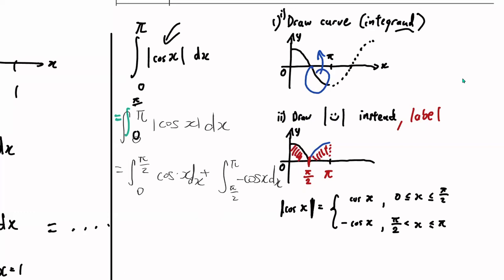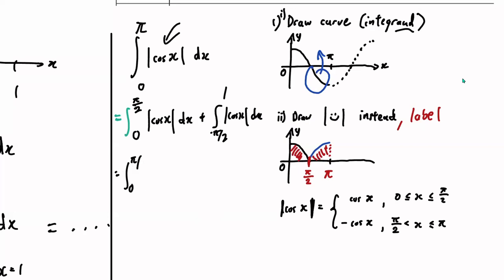The integral from 0 to pi over 2 of modulus cosine x dx plus the integral from pi over 2 to 1 of modulus cosine x dx. But from 0 to pi over 2, modulus cosine x is just cosine x, plus the integral from pi over 2 to 1 of negative cosine x dx. This one, don't need to go through. Integrate cosine, you get sine, sub in pi over 2, sub in 0, and minus in between. Just fill in the blank.